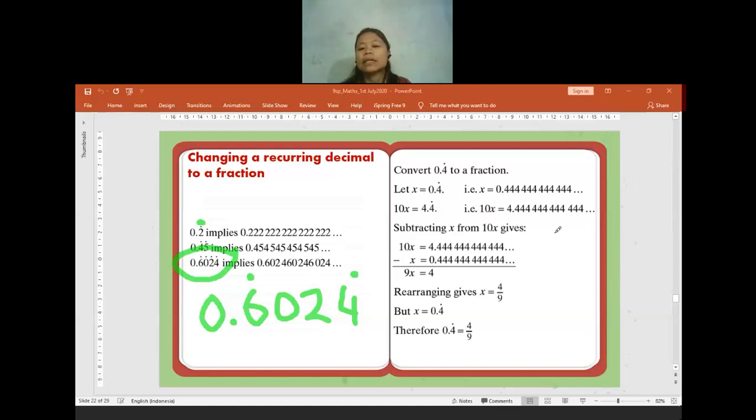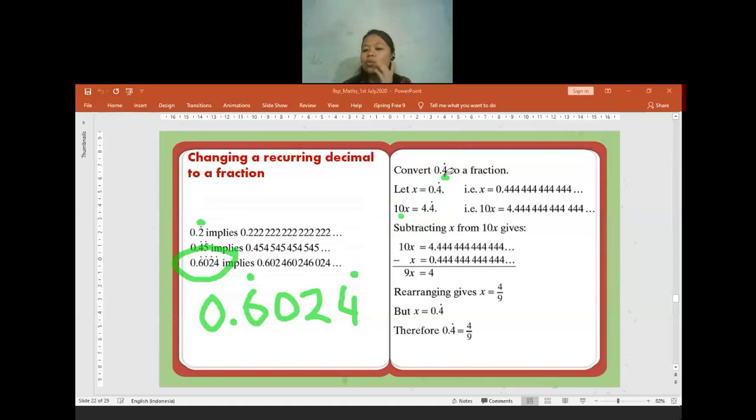In here, you can see how many digits are repeating. It's only the number 4, right? So it means one digit is repeating. Because it is one digit, the 0 will be only 1. That's why I can make 10x. The question, I will make it as x. Yeah, that is the basic.